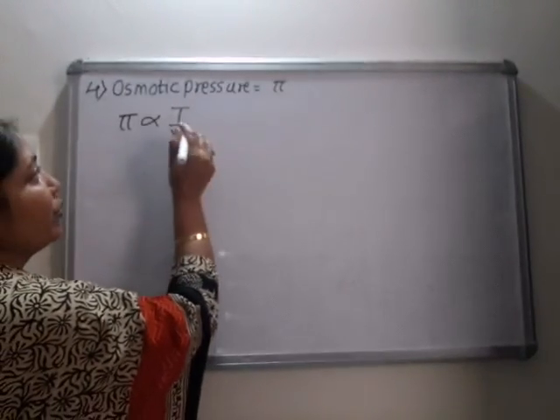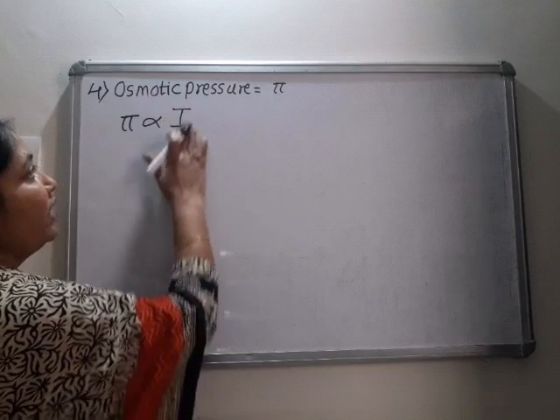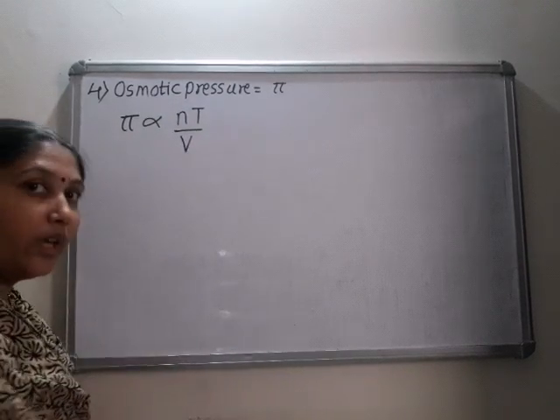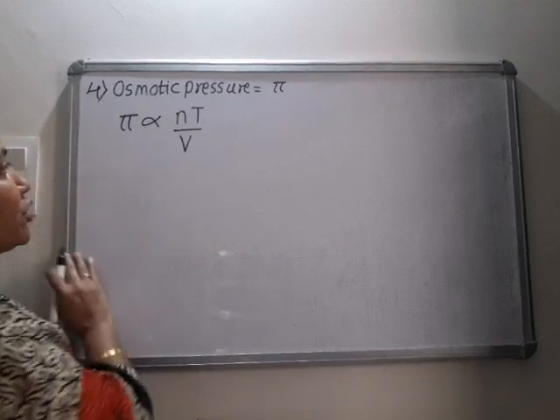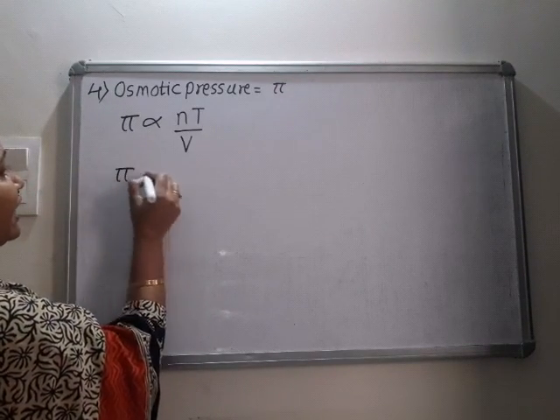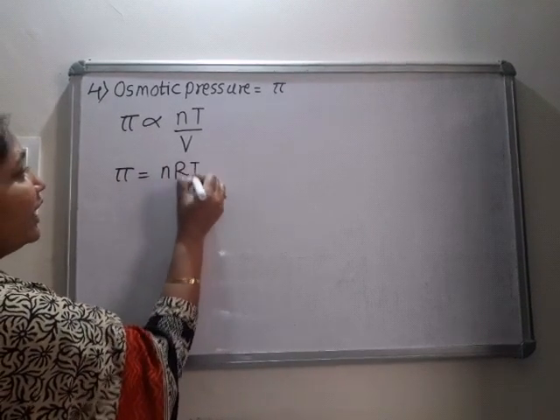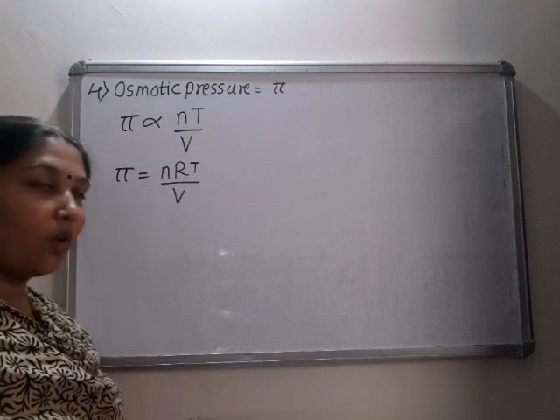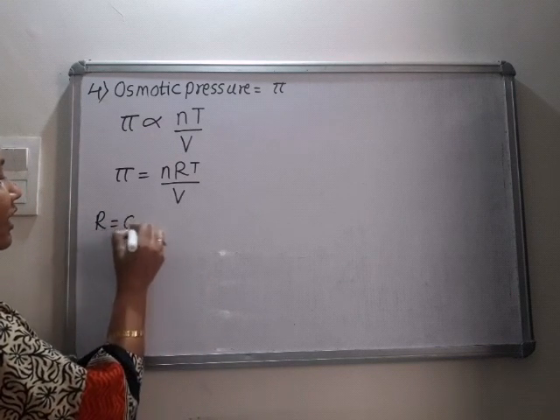So pi is proportional to T upon V, and according to Avogadro's law, nT upon V. Okay. Remove this proportionality sign. So we get pi is equal to nRT upon V. R is the gas constant; here it is the solution constant. And what is the value of R?